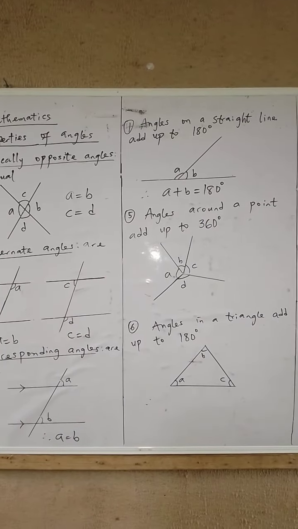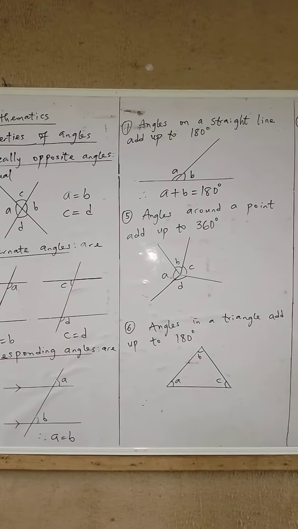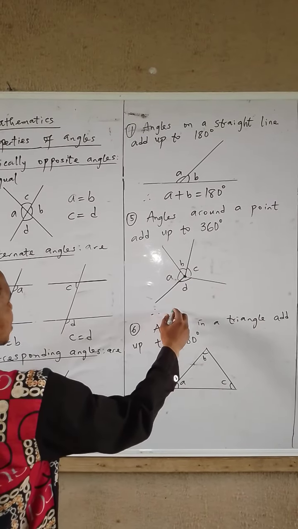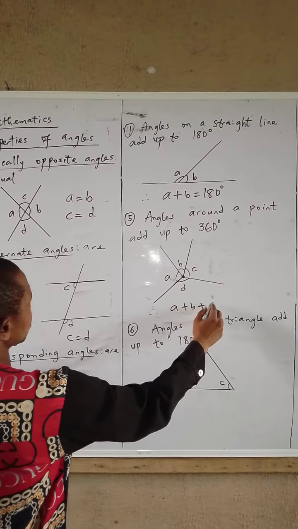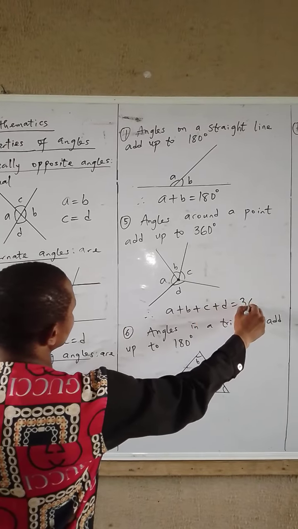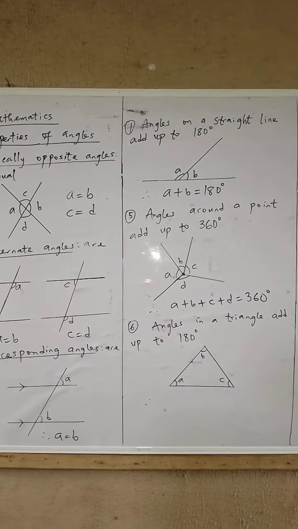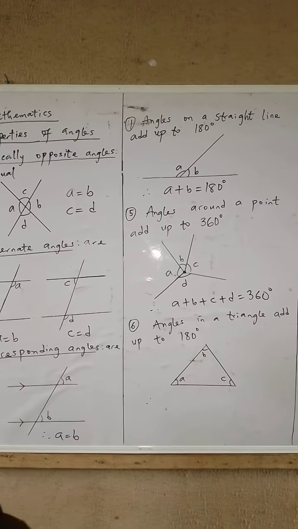The fifth one, angles around a point add up to 360. This is the point. So the sum of these angles, A plus B plus C plus D, is equal to 360 degrees. And angles in a triangle, they add up to 180 degrees.